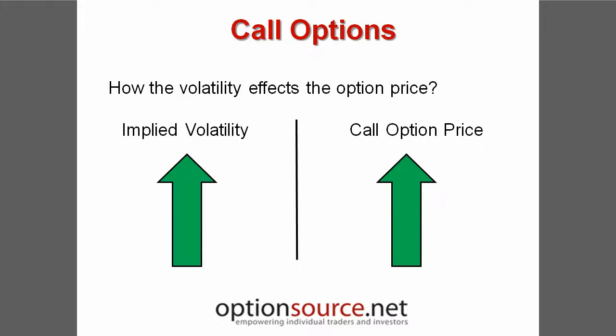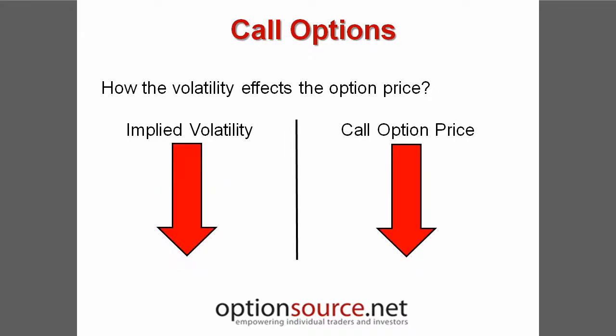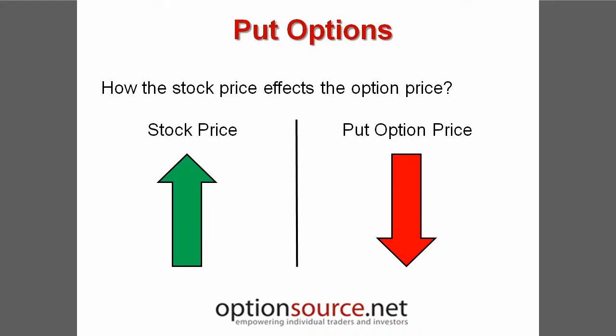When we look at the effects of the implied volatility on the call option price, the simple relationship becomes evident. As the implied volatility increases, the call option price also increases. As the implied volatility decreases, the call option price also decreases. Now let's look at the put options.